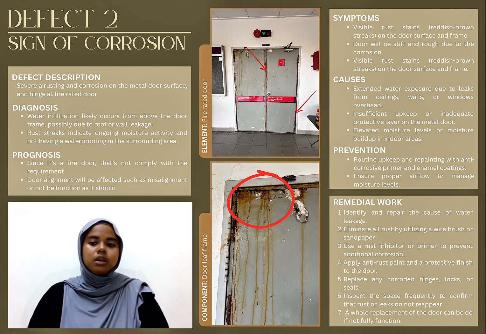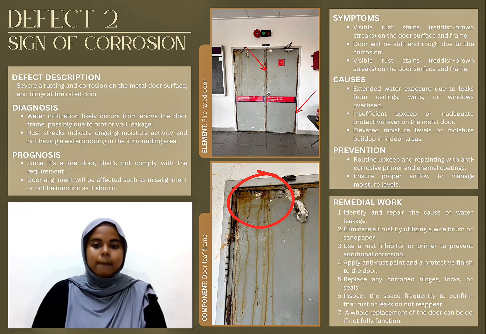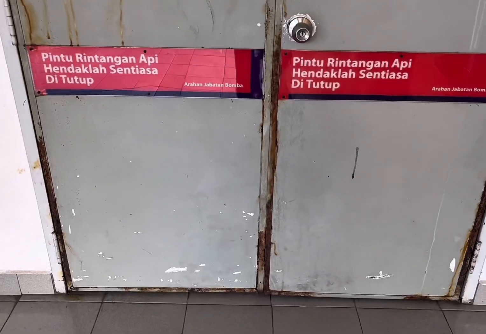This problem affects the door appearance, weakens its operation, and reduces its fire resistant performance. The corrosion is mainly caused by water infiltration from above the door frame due to roof or wall leakage, allowing moisture to remain on the metal components. If left untreated, the door may fail to meet fire safety standards, become misaligned, difficult to operate, and may not function properly in an emergency.